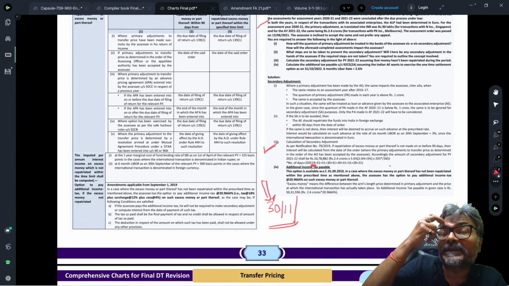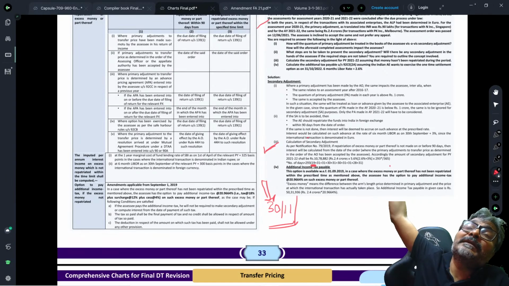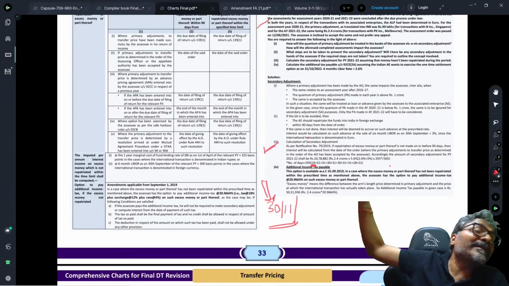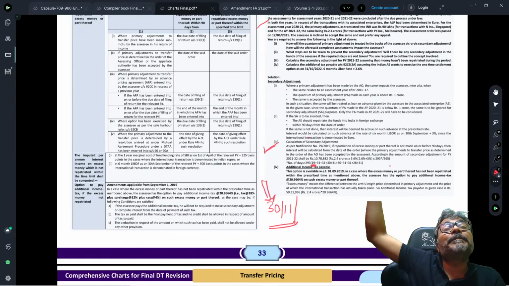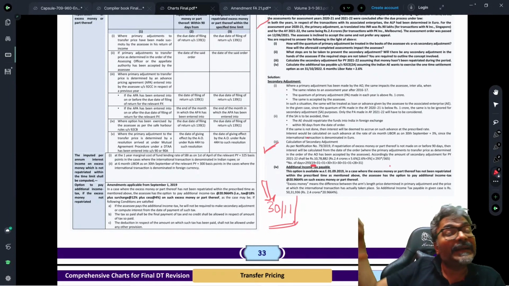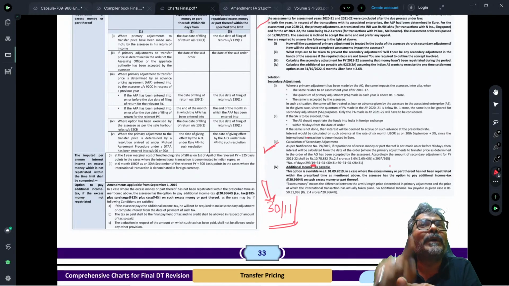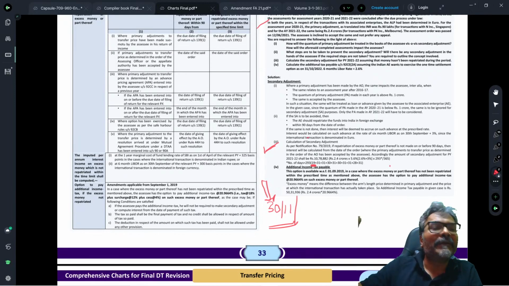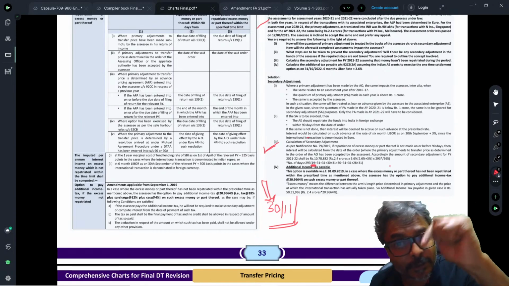But there is also one more variant, students. If the assessee files an appeal, then the appellate authority will pass the order, and finally that order is accepted by the assessee. Then the date of passing of the order by the appellate authority, which is accepted by the assessee, finally, that date of passing of the order will become the relevant date. And that date also would be counted while calculating the period for which the interest will be charged. That date also will be calculated.